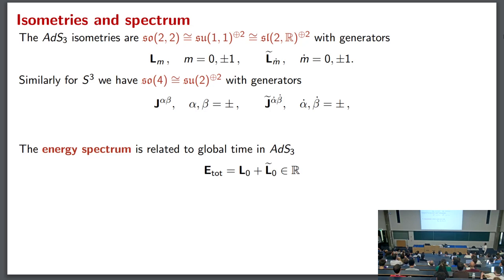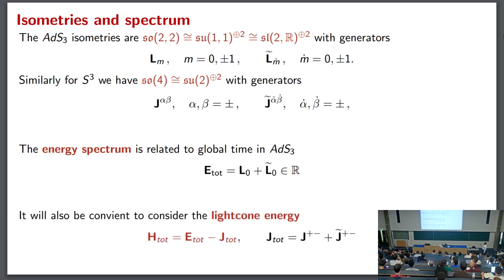When I talk about the spectrum, I talk about the energy spectrum of strings. It's related to global time in AdS, and is related to these generators, L0 plus L0 tilde. It's the only non-compact generator that you have in the game, so it's the interesting one when you want to look at things that are not protected. There is also another combination that is interesting and useful, called the light cone energy, which I call H tot. It's just E minus J. It will play a role later, so let me just introduce it now. J tot is the total R charge, J plus J tilde.